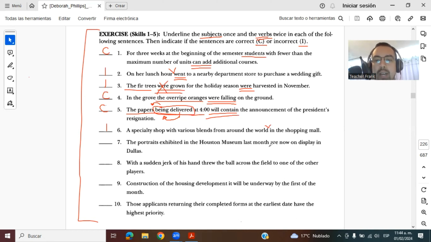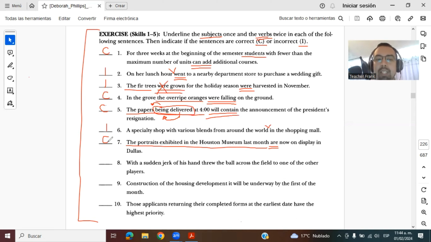Number 7, the portraits exhibited in the Houston Museum last month are now on display in Dallas. So are now is my verb, and who or what is now on display? The portraits, right? Or the portraits exhibited in the Houston Museum last month. Exhibited here is not a verb, it's an adjective, right? Because it doesn't have any variation of the verb be or have has before it. And number 7 is correct.